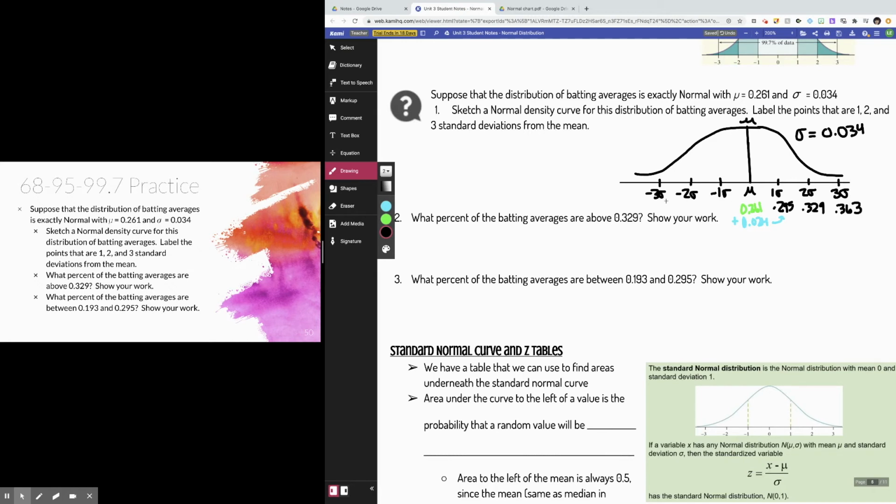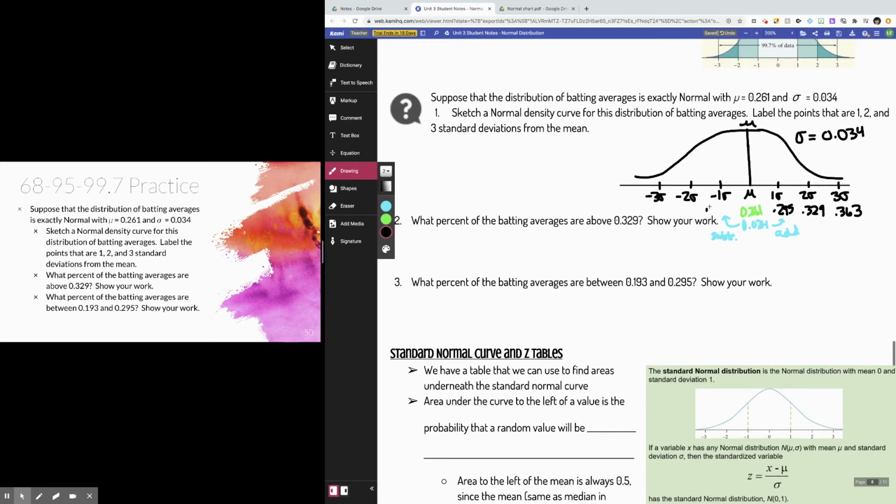To go the other direction, hold on, I need my eraser here. To go the other direction, rather than adding the standard deviation, I'm going to subtract it to go down the number line. So when I do 0.261 minus 0.034, I get 0.227.